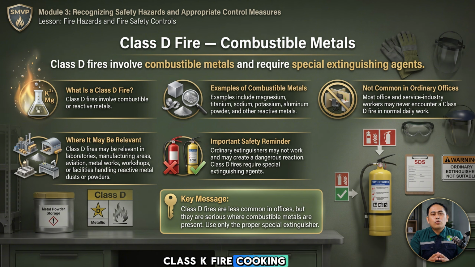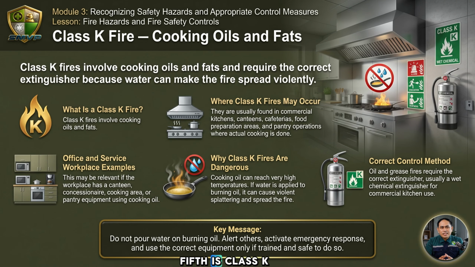Class K fire, cooking oils and fats. Fifth is Class K fire. Class K fires involve cooking oils and fats. These are usually found in commercial kitchens, canteens, cafeterias, food preparation areas, and pantry operations where actual cooking is done. In an office, this may be relevant if there is a canteen, concessionaire, cooking area, or pantry equipment using cooking oil. Cooking oil fires are dangerous because oil can reach very high temperatures.